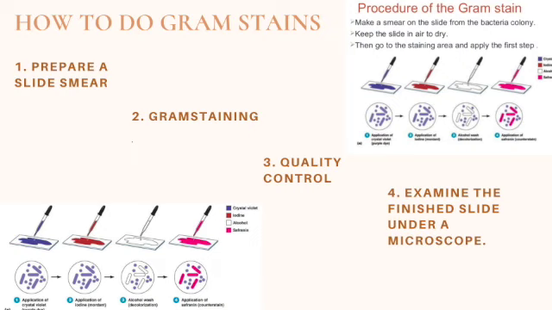Another one is the alcohol wash or the decolorization. In here, you tilt the slide and decolorize with solvent or the acetone alcohol solution until the purple color stops running. Be careful not to over-decolorize when it comes to this step, and you wash immediately within 5 seconds with water and you eventually shake off the excess.